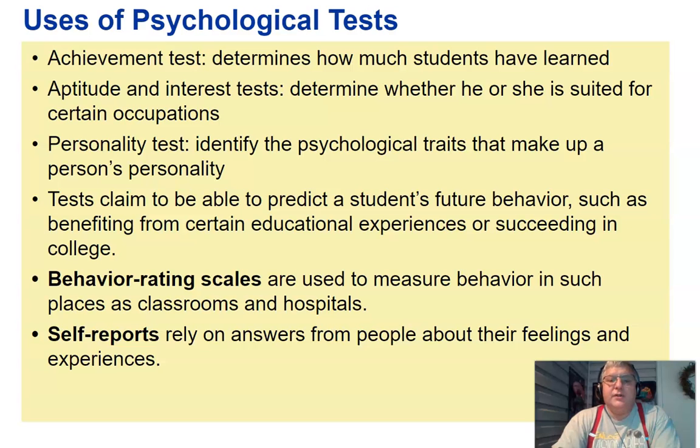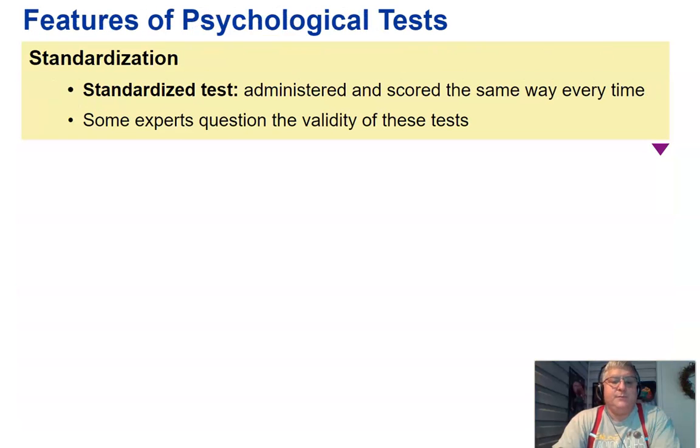Behavior rating scales are used to measure behavior in such places as classrooms and hospitals. Self-reports rely on answers from people about their feelings and their experiences.